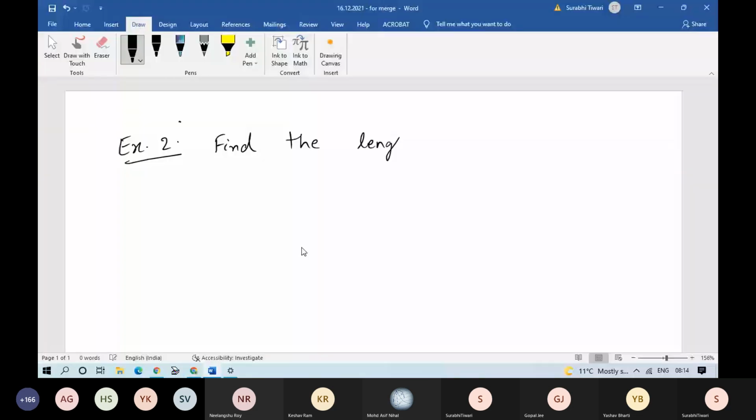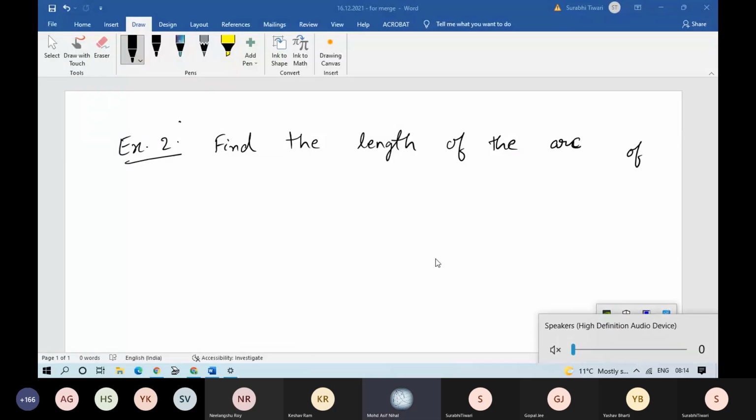Find the length of the arc of. Ma'am, there is a lot of echo, the voice is repeating 2-3 times. Hello. Yes, ma'am. Yes, ma'am, now it's clear. Now it's better.